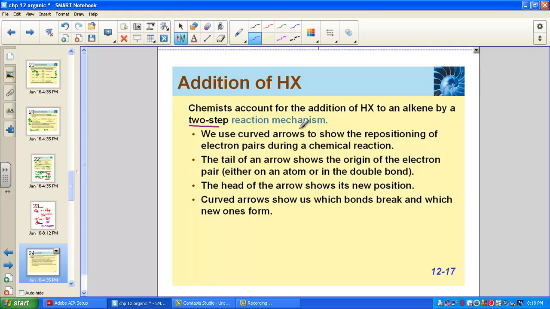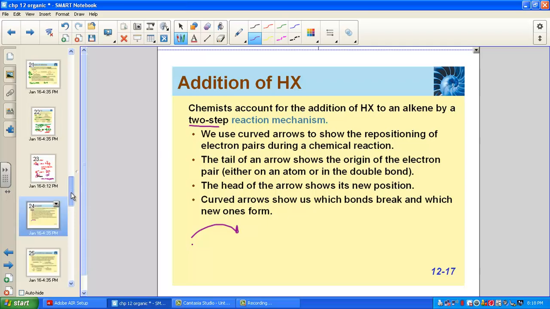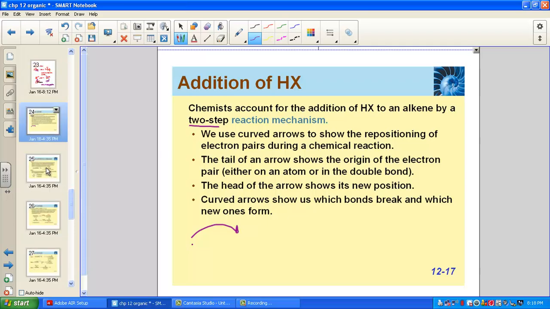We tend to see curved arrows to show the repositioning of electron pairs during a chemical reaction. The tail of an arrow shows the origin, and the head of the arrow shows the new position. So just following the tail to the head says this is the origin and this is where it landed, and typically we're tracking electrons. A curved arrow over a bond shows a bond breaking and new bonds forming. A reaction mechanism really is a snapshot of how the reaction is occurring.